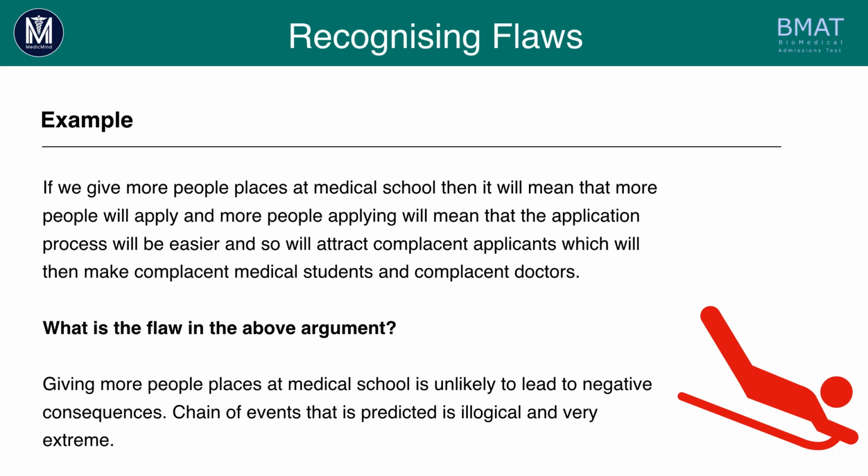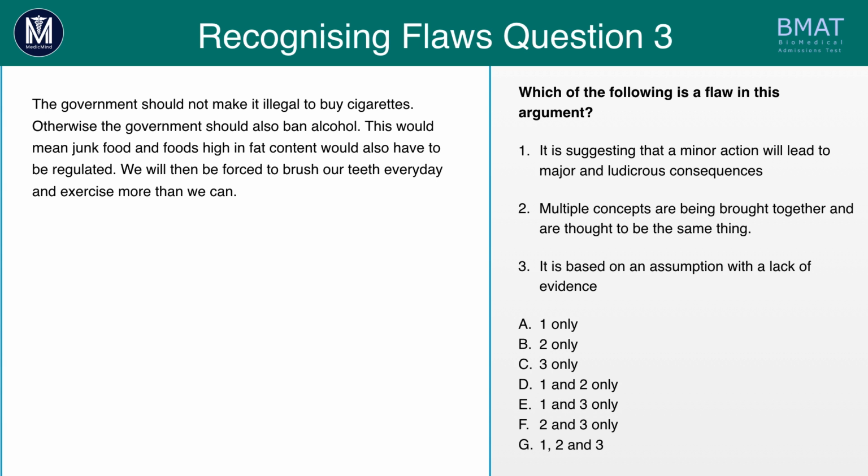If we give more places at medical school, then it will mean that more people apply, and more people applying means that the application process will become easier, and so will attract complacent applicants, which will then become complacent medical students, and then complacent doctors. Do you see how this chain of events is very, very illogical and very extreme? It may not necessarily lead to any negative consequences, but it's literally a slippery slope in the sense that one thing is leading to another, then that's leading to another. It's very, very far-fetched. Have a go at this question.